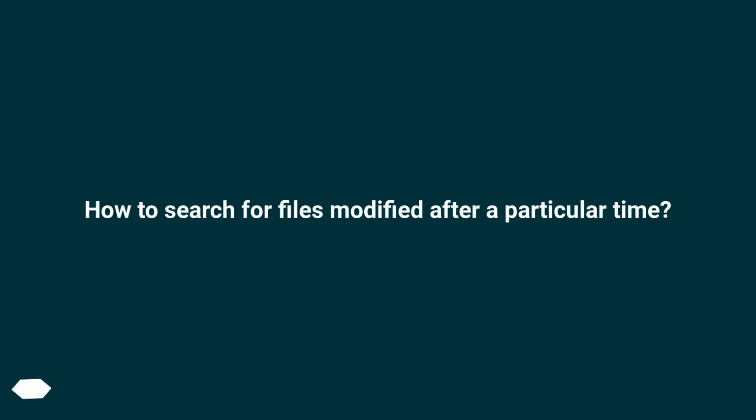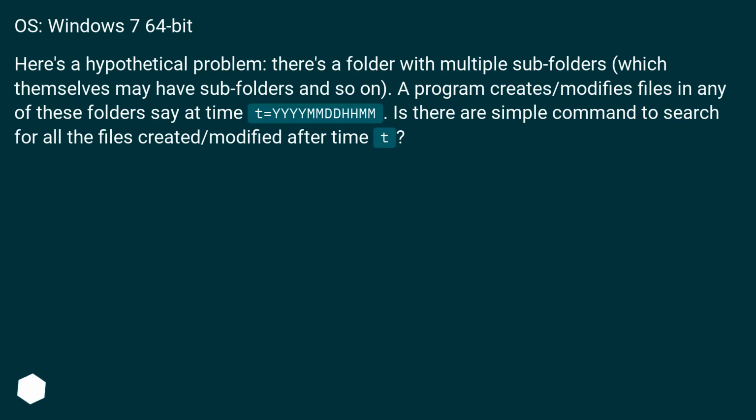How to search for files modified after a particular time? OS, Windows 7 64-bit. Here's a hypothetical problem. There's a folder with multiple subfolders, which themselves may have subfolders and so on. A program creates or modifies files in any of these folders, say at time t equals yyyymmdd. Is there a simple command to search for all the files created or modified after time t?